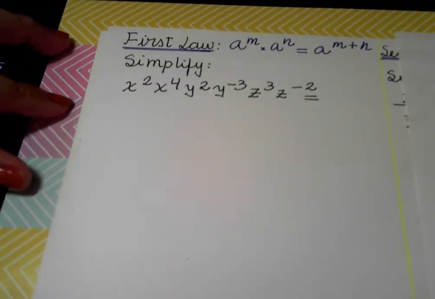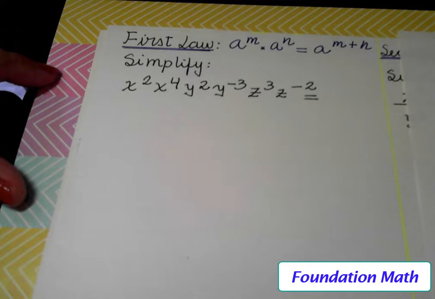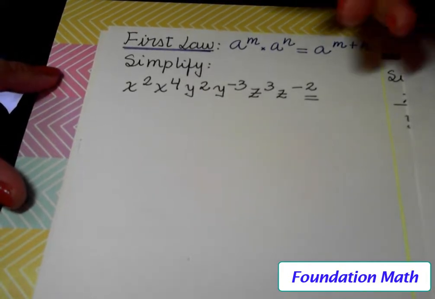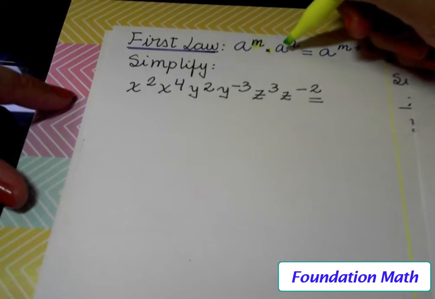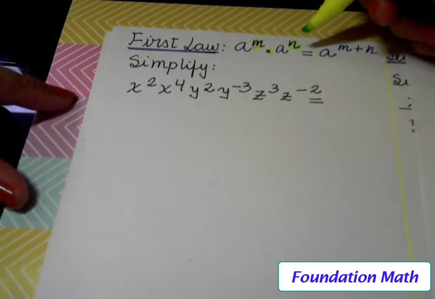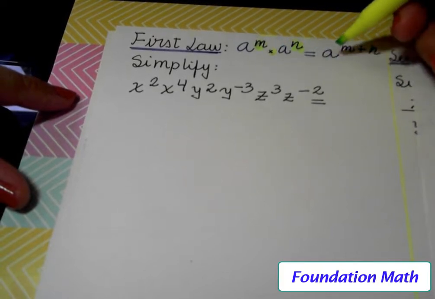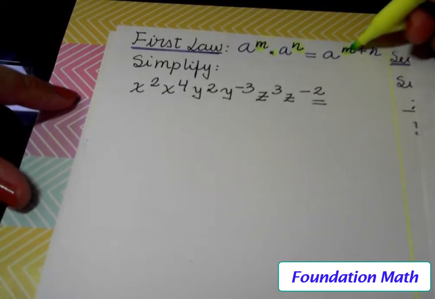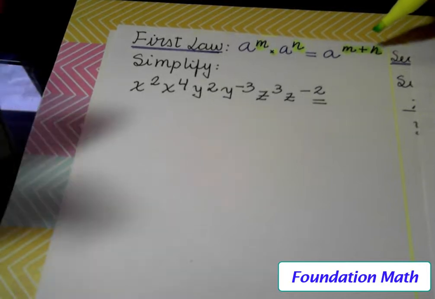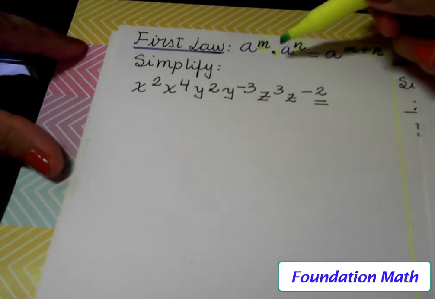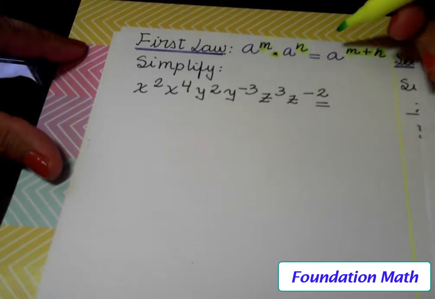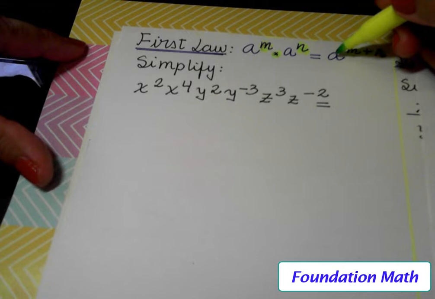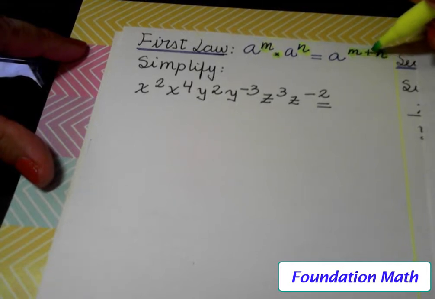This is the first law. We have a with the exponent m times the same base a with the exponent n. This is equal to the same base a with the exponent m plus n. Remember, when you have to multiply the powers with the same base, you just write the base a, and you just have to add the exponents m plus n.